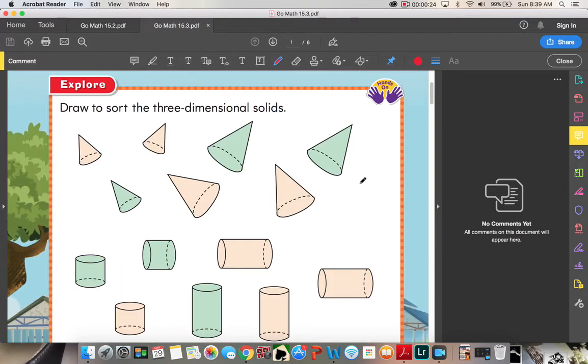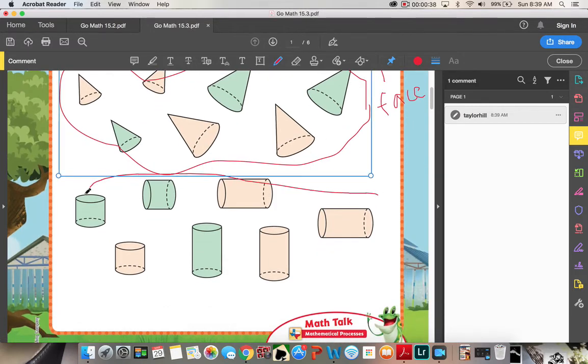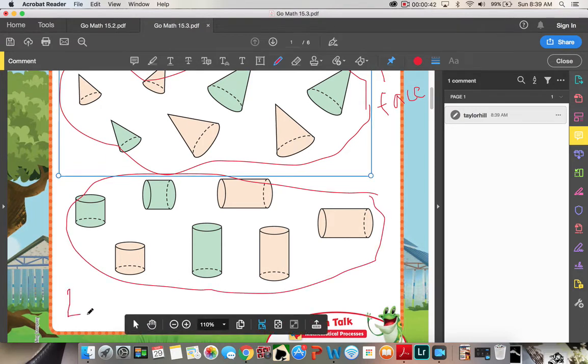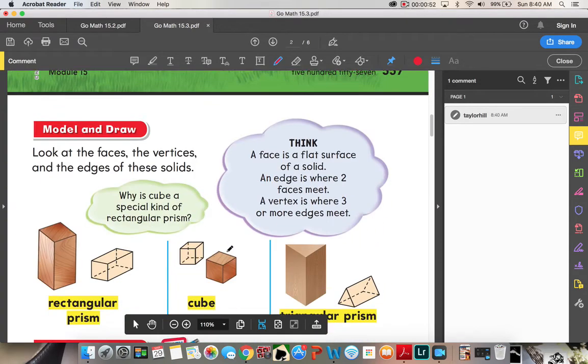Okay, so all of these have one face, and all of these shapes down here have two faces. F-A-C-E-S. Okay. All right. Very nice.